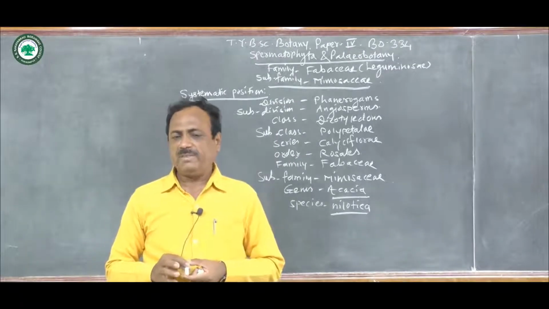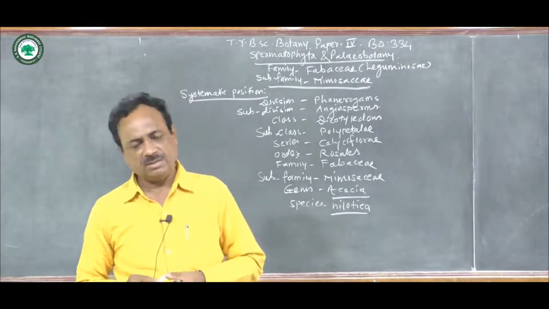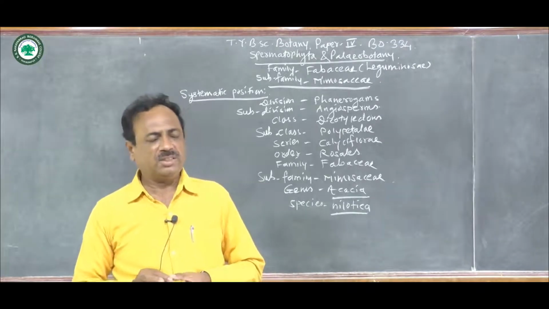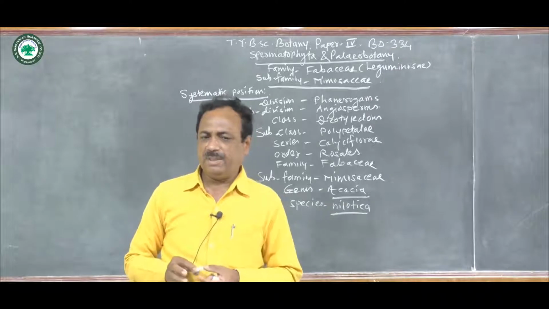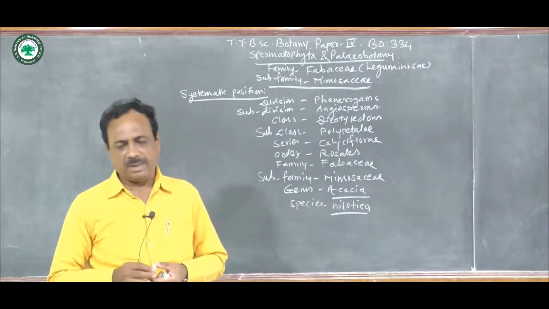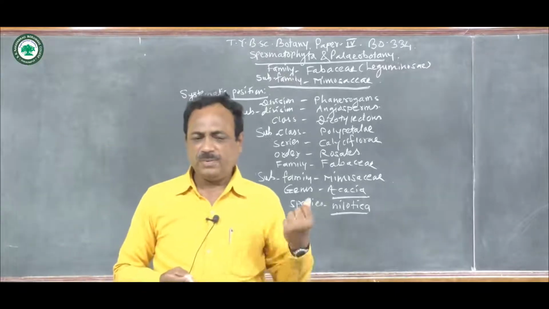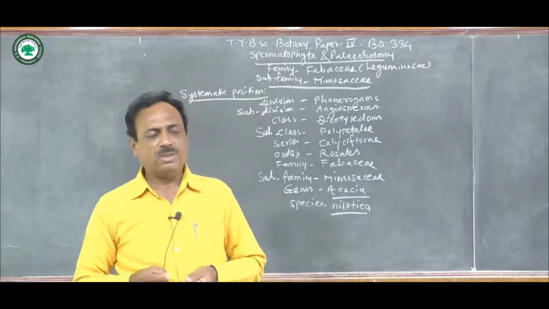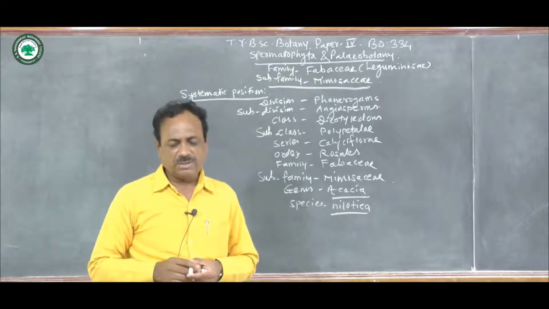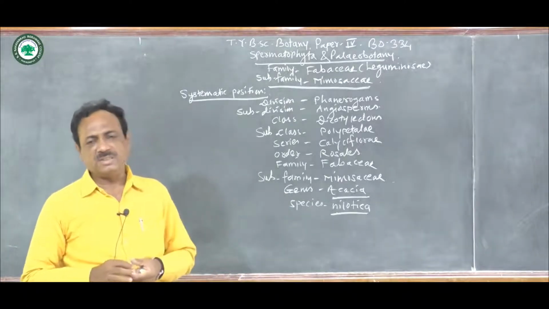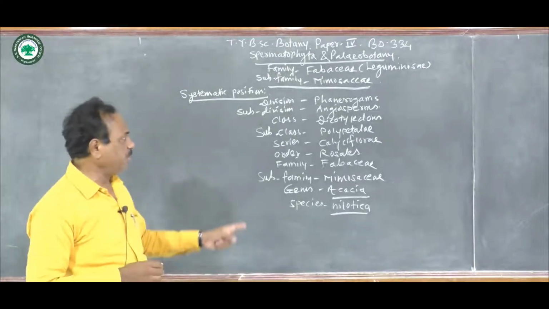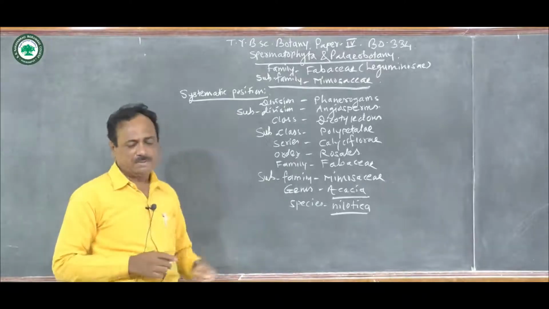This family Fabaceae, also called Leguminosae, is divided into three subfamilies: subfamily Papilionaceae, subfamily Mimosaceae, and the third one, subfamily Caesalpiniaceae. Today I am going to deliver the talk on the subfamily Mimosaceae. First, let us see the systematic position or classification of the family.